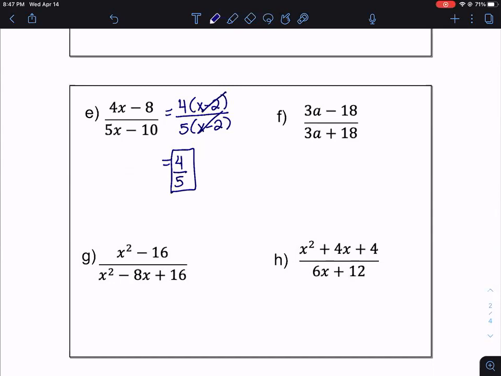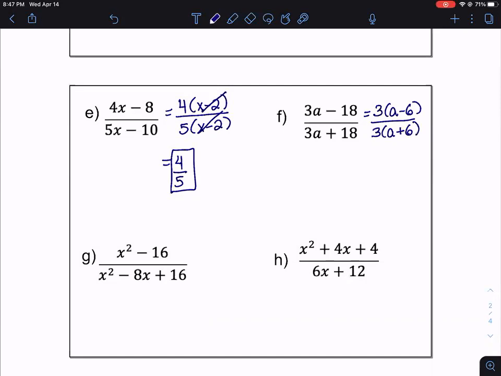Let me show you one more, and then I'll see if anyone needs me before we continue. This is not allowed. Please don't ever do this. Don't ever do this. No, no, no. So that's what I was talking about earlier. Big no, no. What you're going to do instead is you're going to factor. So in the numerator, I have a GCF of 3. In the denominator, I have a GCF of 3.